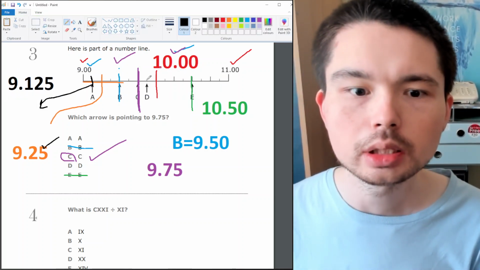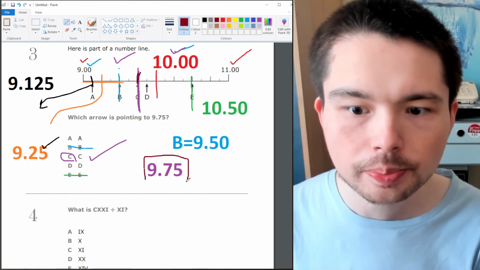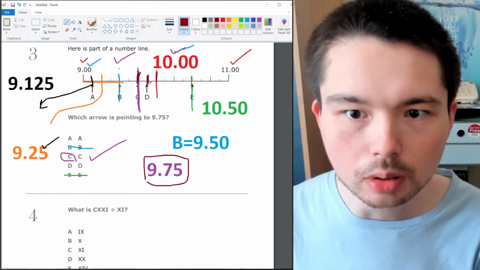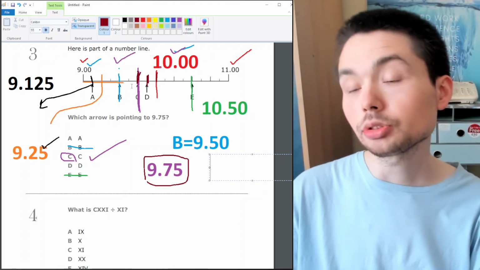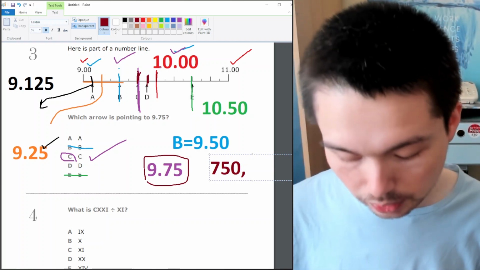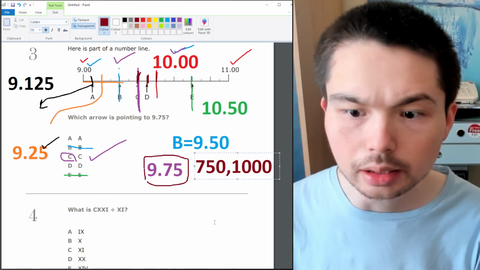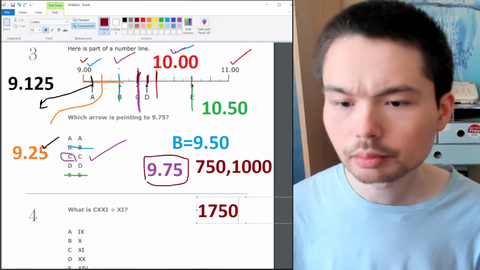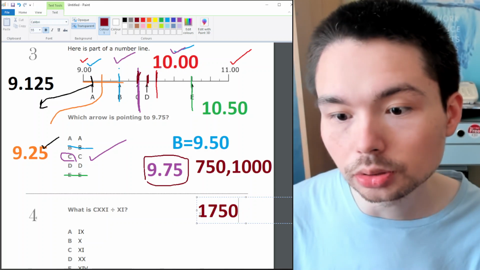And D is halfway between 9.75, the purple one, and 10. So halfway will be 9.875. Now, how do I know that straight away? Well, just do halfway between 750 and 1,000. Now, how to work that out? Halfway of a number, you add the two together, which is 1750, and then you divide by 2. Halfway is like the average between two numbers.